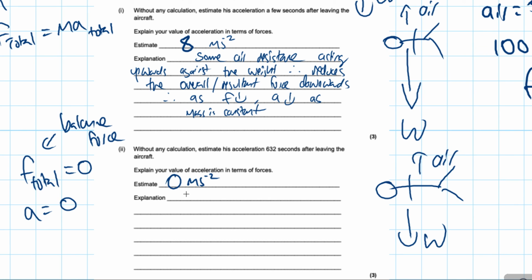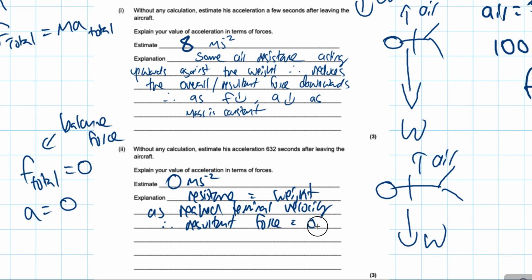And this is because we have the resistance equals the weight as we reached terminal velocity. Therefore, the resultant force is equal to 0 meters per second. And that's it. Oh, sorry, no, my mistake. So the resultant force is not 0 meters per second, it would be 0 newtons.